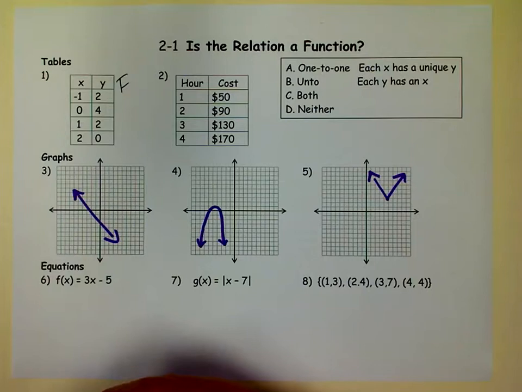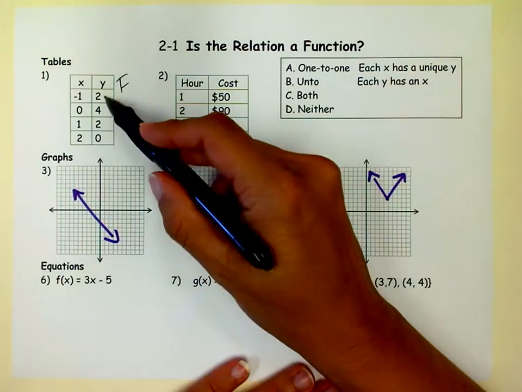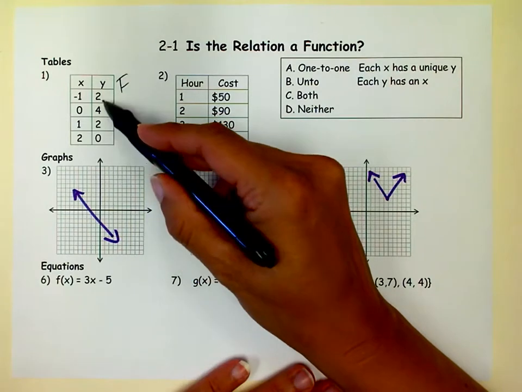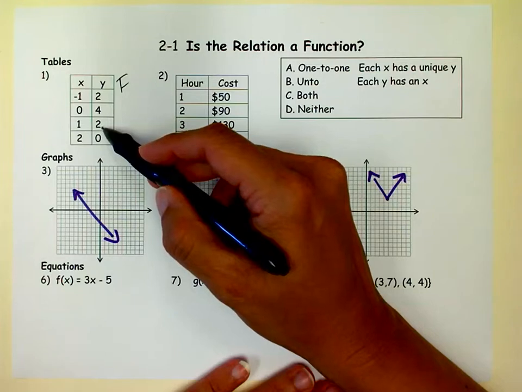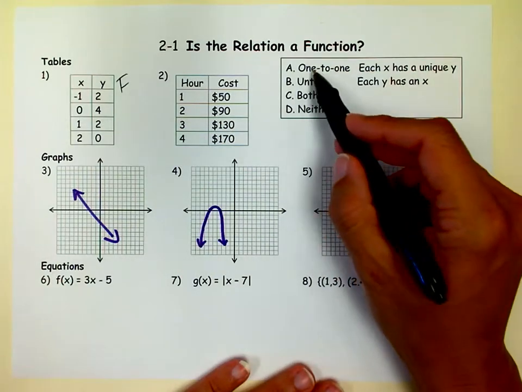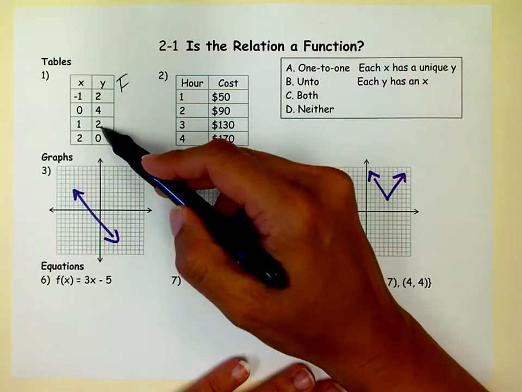Once it's a function, we have to decide whether it's a one-to-one function or an onto function. So to figure out if it's a one-to-one function, we look at the y's. And if we see the y's, and there are any two that are the same, then it cannot be one-to-one. So it's not a one-to-one function because there's two y's that are the same.